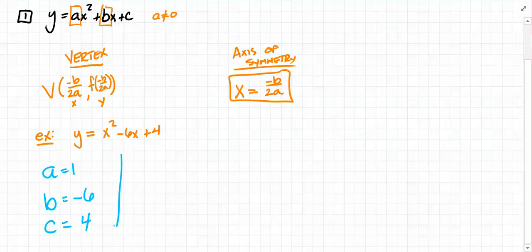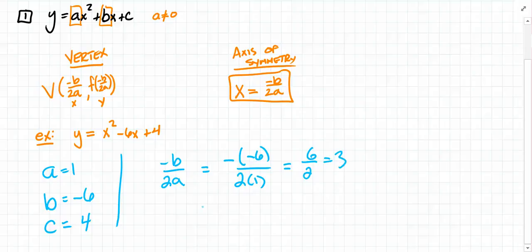Okay. Now, if I want the axis of symmetry, if I take negative b divided by 2a, I would get the opposite of negative 6 divided by 2 times 1. Negative times negative is a positive, so that's 6 divided by 2, which gives me a value of 3. So x equals 3 is the axis of symmetry, and it's a vertical line at x equals 3.